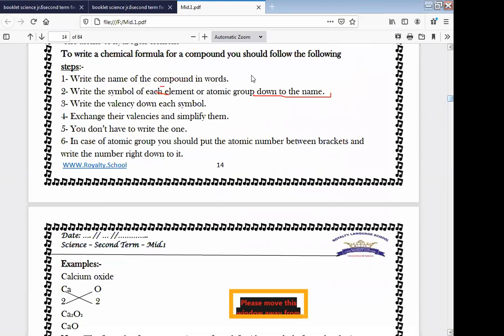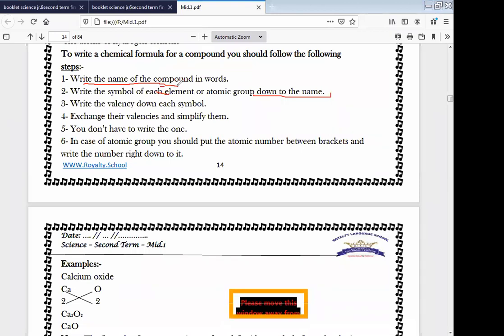How can we write a chemical formula for a compound? You should follow the following steps. Focus on these steps. Okay? Firstly, write the name of the compound, like what? Like sodium chloride. Now I just want to know the chemical formula for sodium chloride. So I will write sodium chloride, the name of the compound.